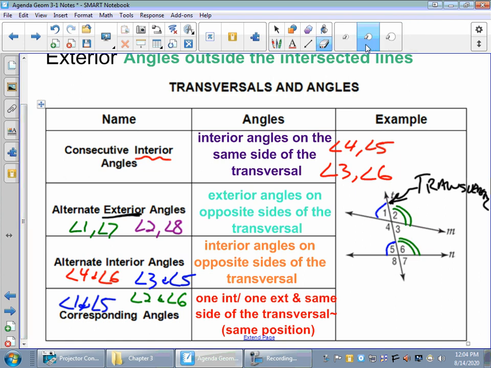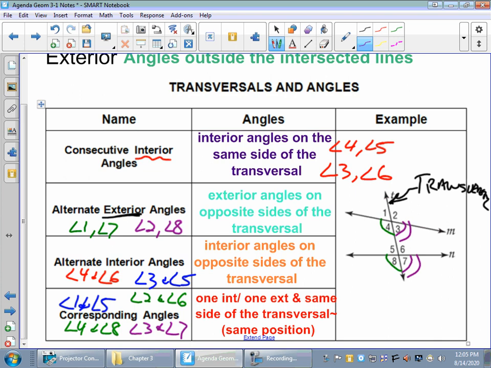Okay, we can keep going here and say that angle 4, what would correspond with angle 4? It's below one of the lines and to the left of the transversal. So the other one that's below and to the left would be angle 8. And finally, the last pair would be angle 3 and angle 7 because they're below the line and to the right of the transversal.